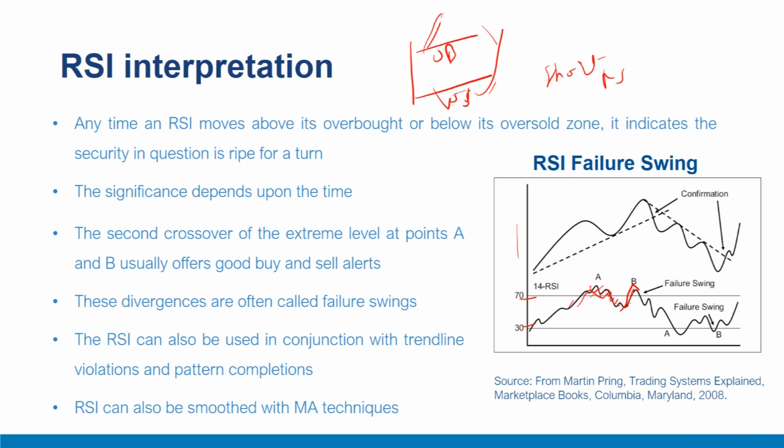For example, points A and B offer good alerts that now the security in question may fall, and such divergences are set up. For example, here the price is still moving up while at this time the momentum is going down, and it has witnessed a failure swing as well at B, and it is going down. So this kind of negative divergence is set up between momentum and price, and there's a high probability that price may fall down. We can also use RSI in conjunction with trend line violations and price pattern completions. For example, here we can see that some trend line has been violated on the downside, which indicates a high probability of reversal.